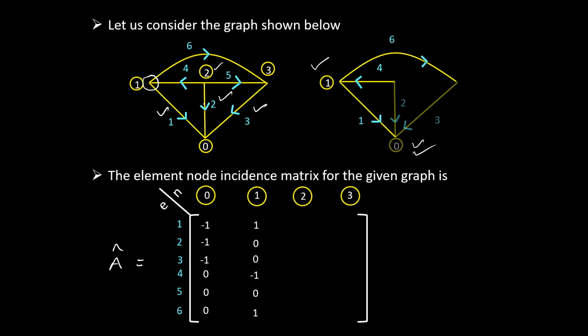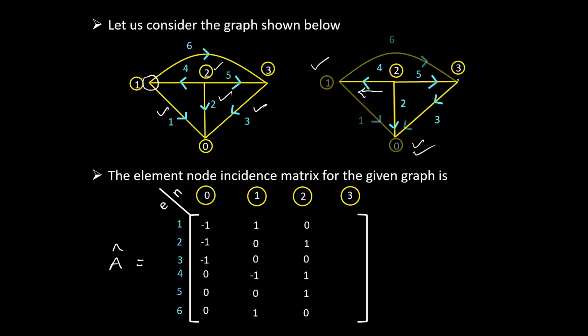For the second node, line numbers 2, 4 and 5 are connected to the second node. So 2, 4 and 5. Now if you look at the direction, the second element direction is away from the second node. So that carries the value 1. And coming to the fourth element, the direction is also away from the second node. So it is moving away from the node, and that value also will be equal to 1. And the fifth transmission line direction is also away from the second node. So the remaining values will be equal to 0.